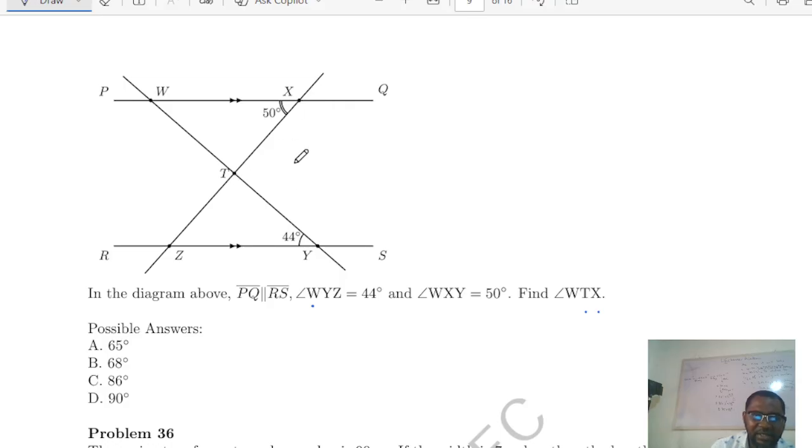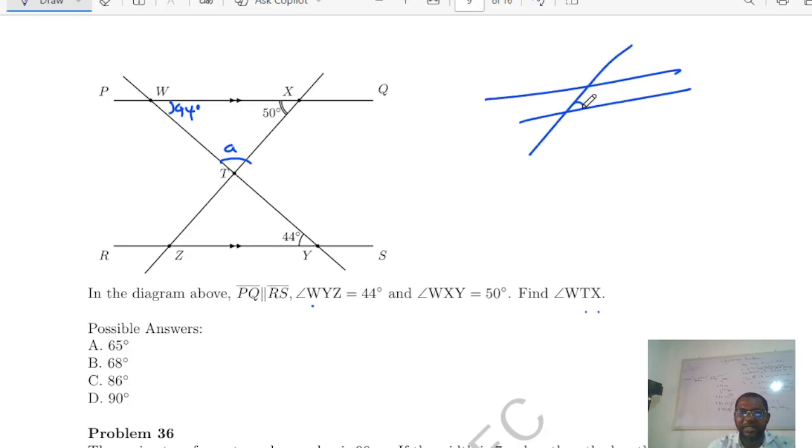Is that what we asked to find? I hope so. So WTX here, let me call it A. Now if you know the rules of parallel lines, this should not be a problem, because this line is parallel to this line, and this is a transversal. A transversal means a line that crosses two parallel lines. If here is 44 degrees, here will definitely be 44 degrees. That means they are alternate angles. That's how you treat alternate angles. I call them Z angles. So when you have two parallel lines, here is alternate to here. It's as easy as that.